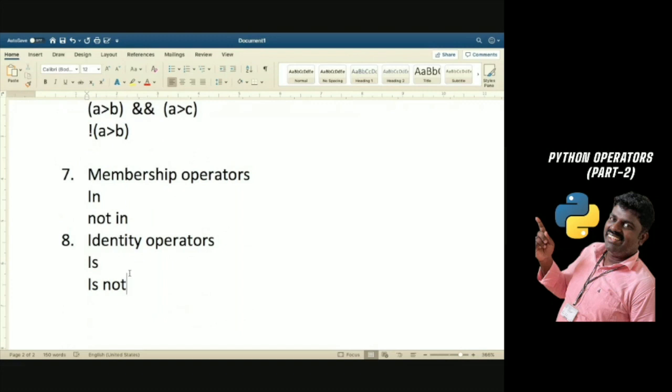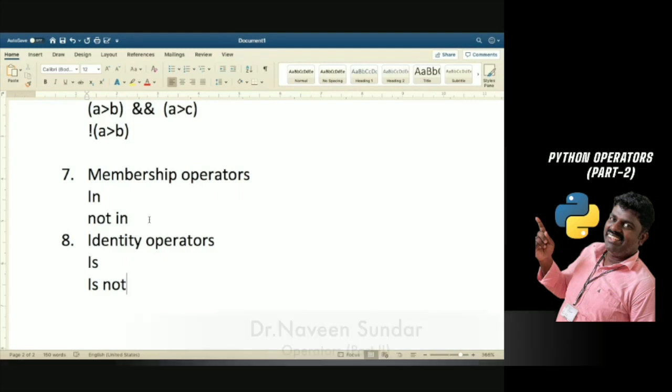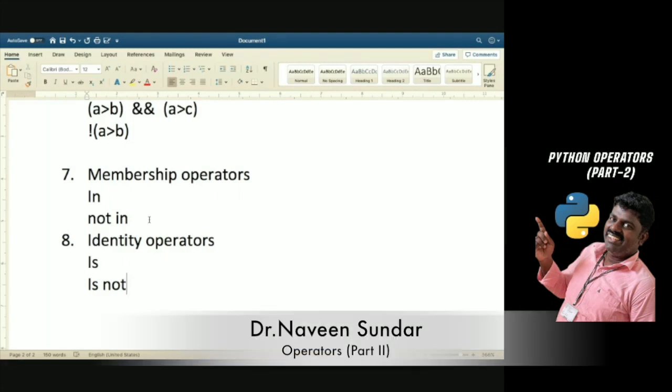I can explain the identity operator in the coming chapters, but the membership operator I will explain in module 4, where you have lists, dictionaries, and tuples. At that time I will tell you how the elements will be checked for presence. For now, just remember the keywords you are learning in membership, and in module 4 I will explain with examples.